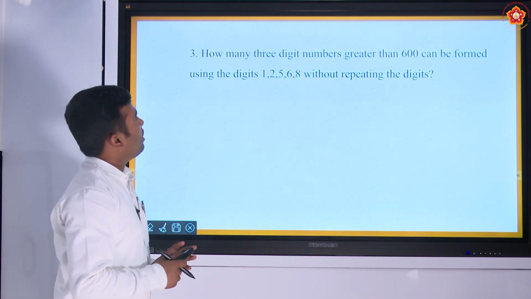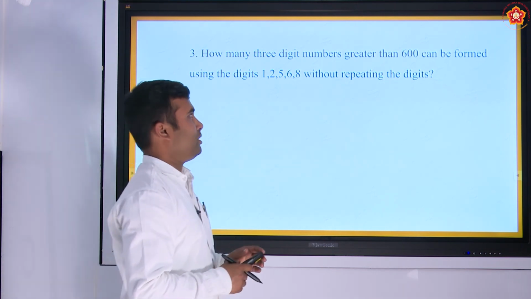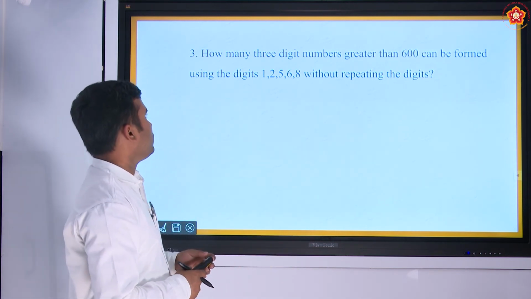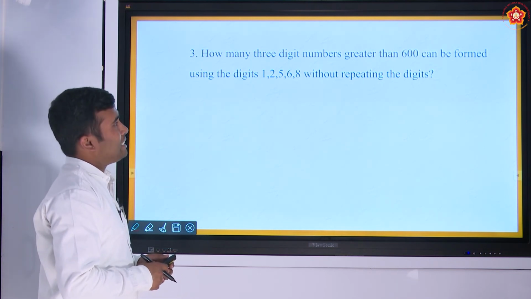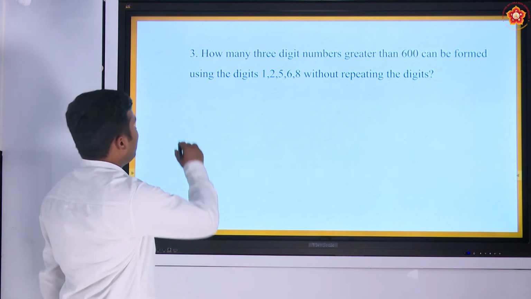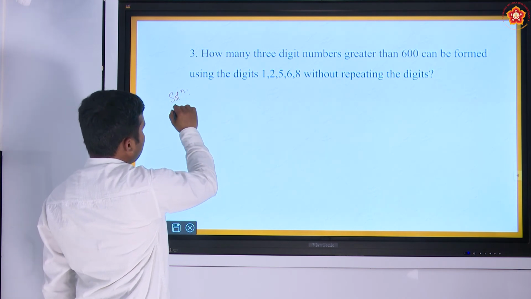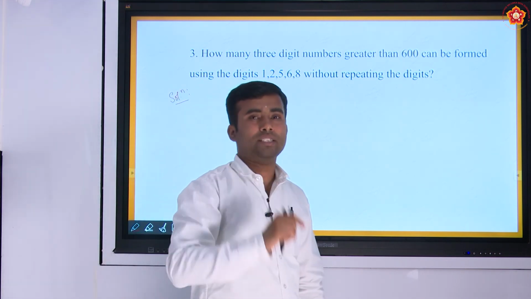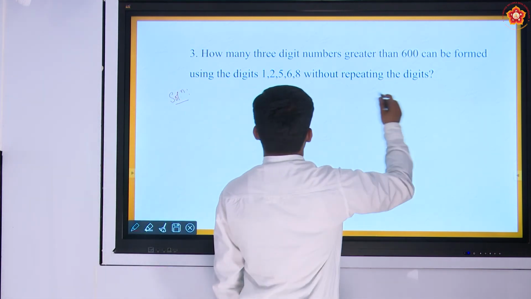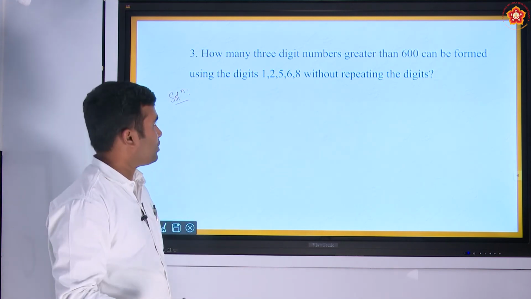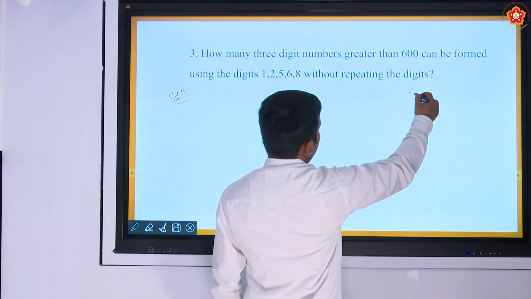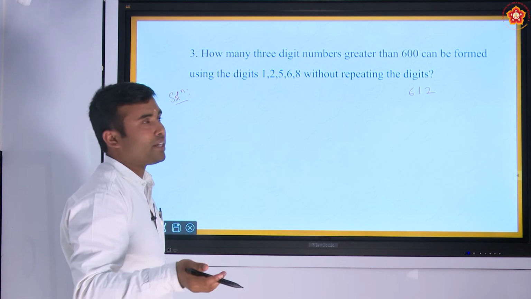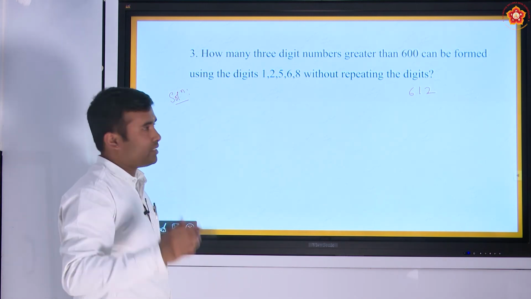Another problem: in how many 3-digit numbers greater than 600 can be formed using the digits 1, 2, 5, 6, 8 without repeating the digits? The answer to this question: we need to form a 3-digit number, and it must be greater than 600. There is no 0 in the given digits. So the number will be 612, 621, 615, 618, like that.